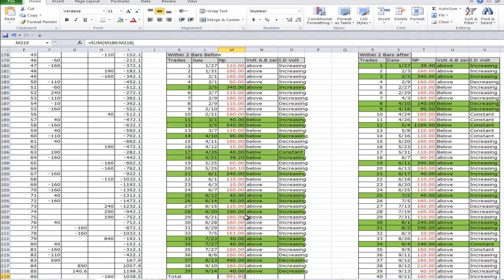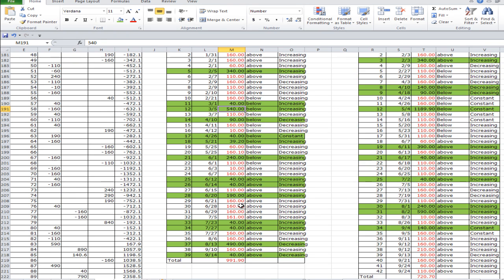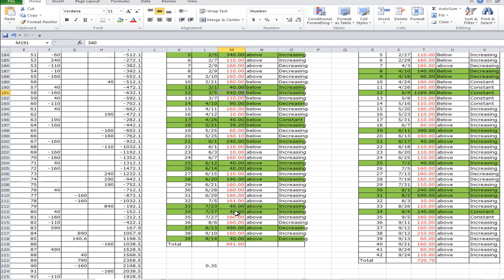There was only one substantial winning trade which delivered pretty much most of the profit. Let's have a look here. No, that was on the other one. That's on this side. So there was a 540 there and a 490. So there were 2 big winning trades. The rest of the trades were fairly ordinary, running at 35%.